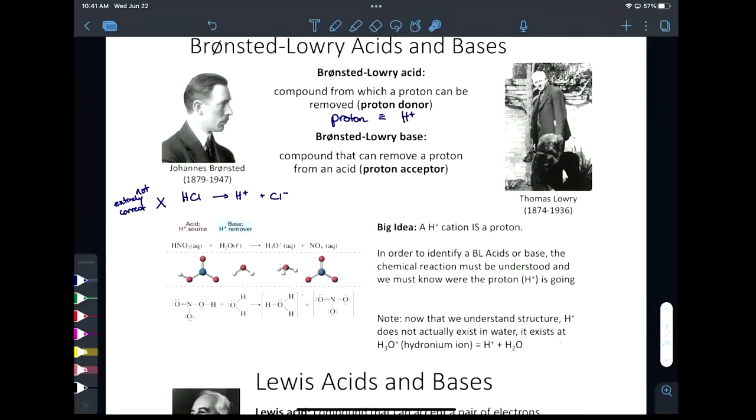Let's go into a more sophisticated definition of acids and bases, and that's the Bronsted-Lowry acid-base definition. So instead of thinking about H+ as being an acid, we think about H+ as being a proton. So now we're thinking about proton transfers within reactions and within structure. Recognize Bronsted-Lowry acids and bases, they call H+ a proton because H+ cation is a proton.